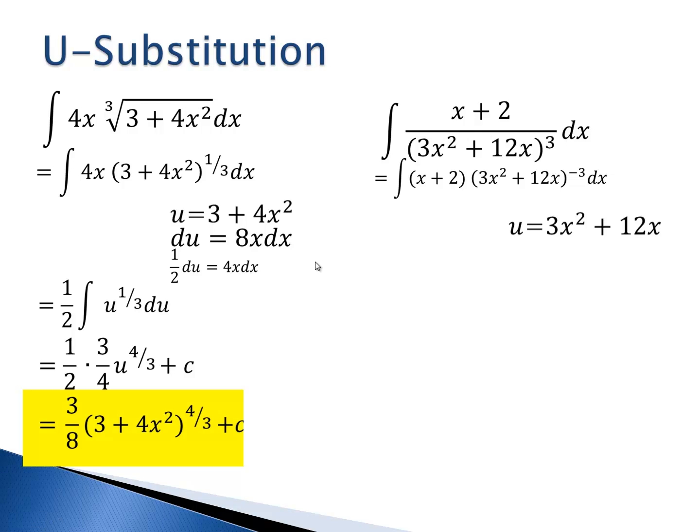Take that derivative of u, and we get 6x plus 12 dx for our du. Okay, remember, tack on that dx because that's going to be part of that substitution. Alright, now again, we don't quite have exactly the du. We don't have 6x plus 12. What do we have? We have x plus 2 dx.